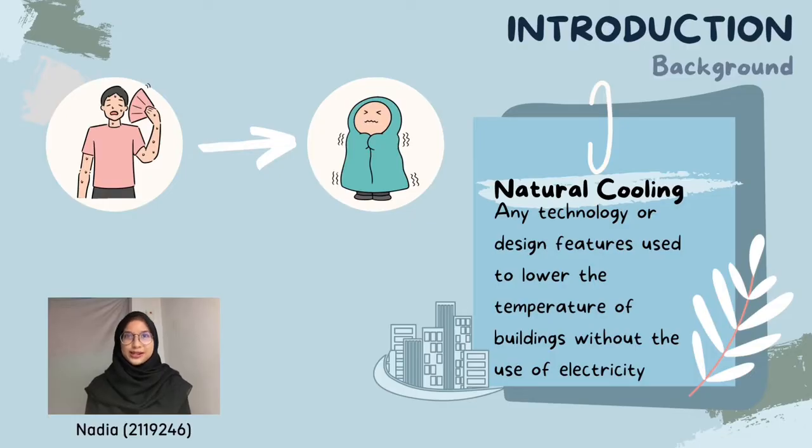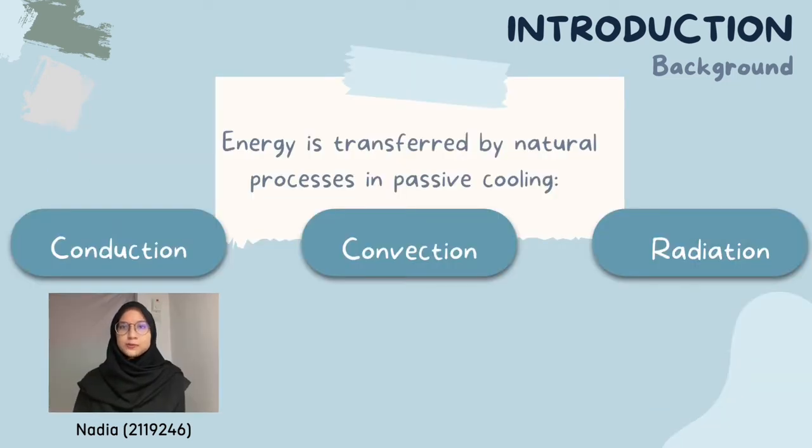What is natural cooling? Natural cooling is generally defined as any technology or design features used to lower the temperature of buildings without the use of electricity. In natural cooling, the air surrounding the object transfers the heat away from the object. Energy is transferred by natural processes in passive cooling, which are conduction, convection, or radiation.